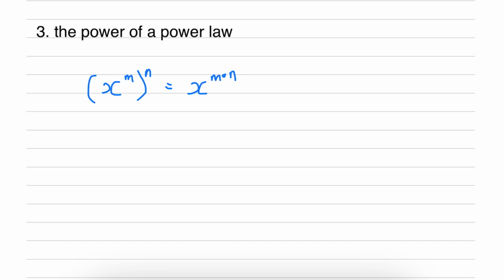Okay, so for example, if you had 5 to the power of 3 raised to the power of 4, you simply need to multiply these powers. So it will become 5 to the power of 12, meaning 3 times 4 is 12. So to repeat, when we raise a power to another power, all you need to do is multiply those powers.